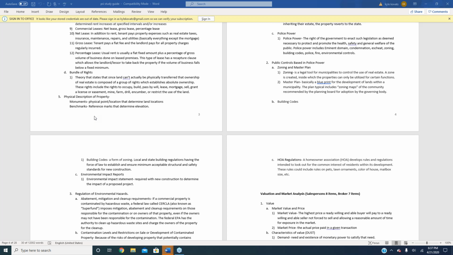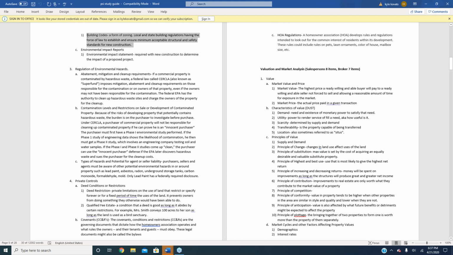All right, so building codes, what do they do? They set minimum construction standards for buildings in the state. So if they ask you what would set minimum construction standards for buildings in the state, that's building codes. So again, building codes set minimum construction standards for buildings in the state.